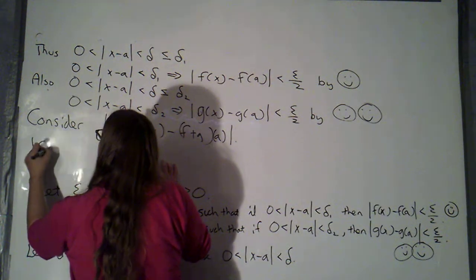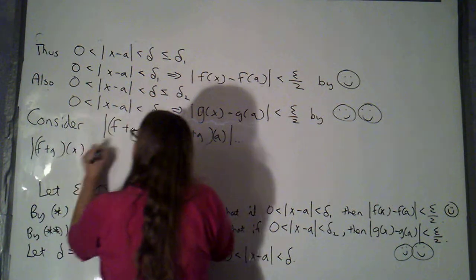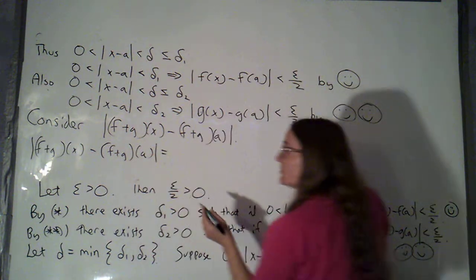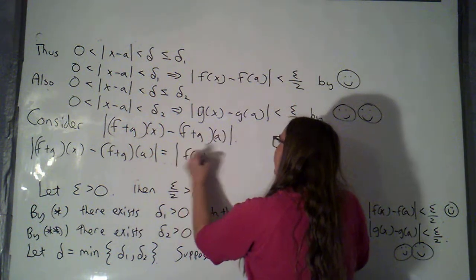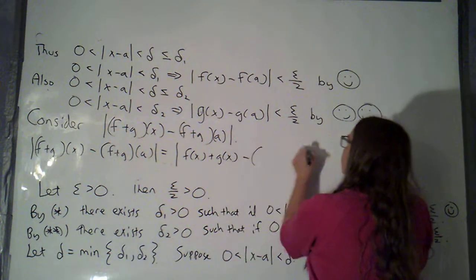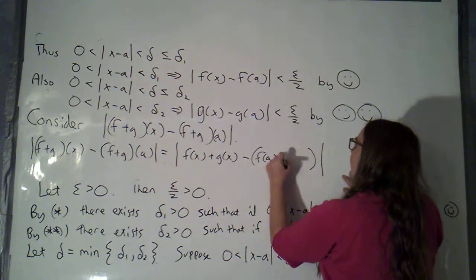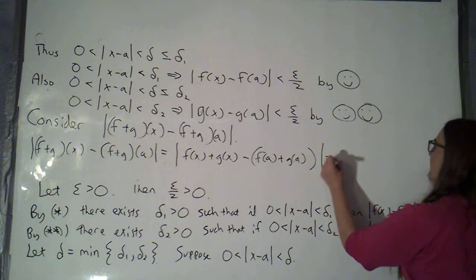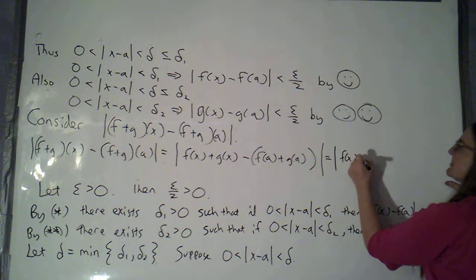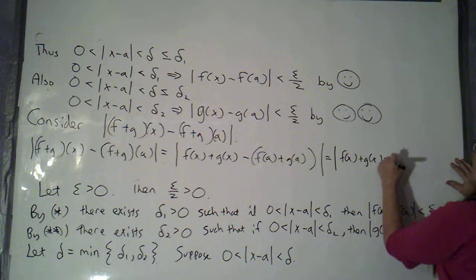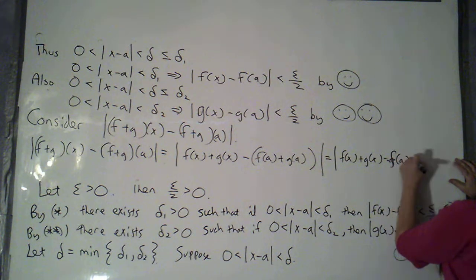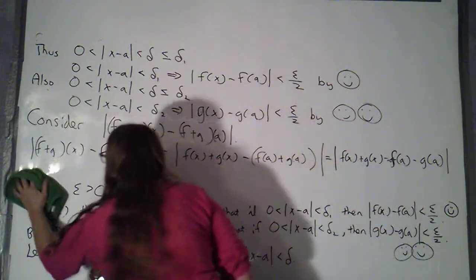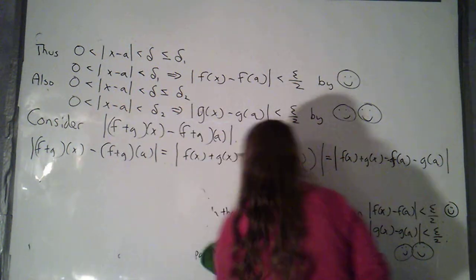The absolute value of f plus g of x minus f plus g of a is equal to the absolute value of f of x plus g of x minus f of a plus g of a. That's just the definition of how we add functions. Distributing the negative, that's the absolute value of f of x plus g of x minus f of a minus g of a.